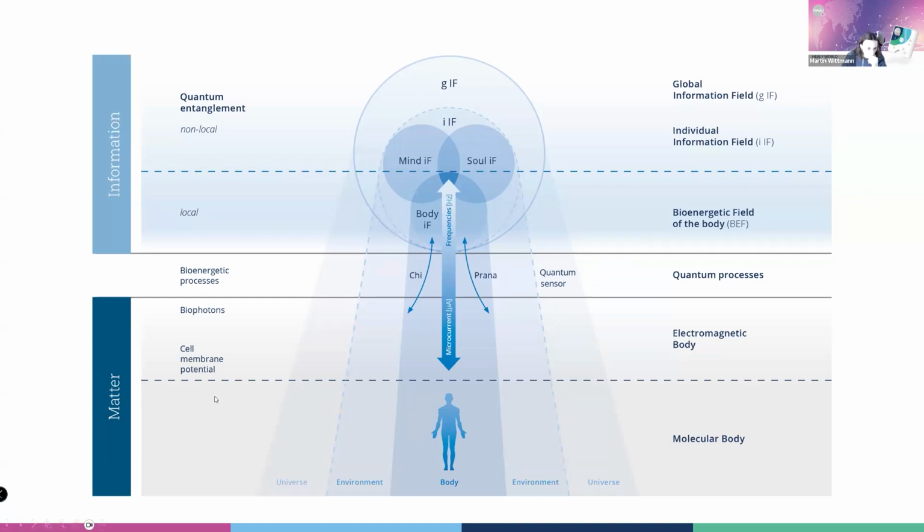And I guide you through this graphics shortly. So on the bottom, you have the body. Everyone knows this. It's what you can touch. It's your body. It's the environment, everything around you, your molecular body. Then you have your electromagnetic body, which means, as we all know, there's current going through our body all the time.